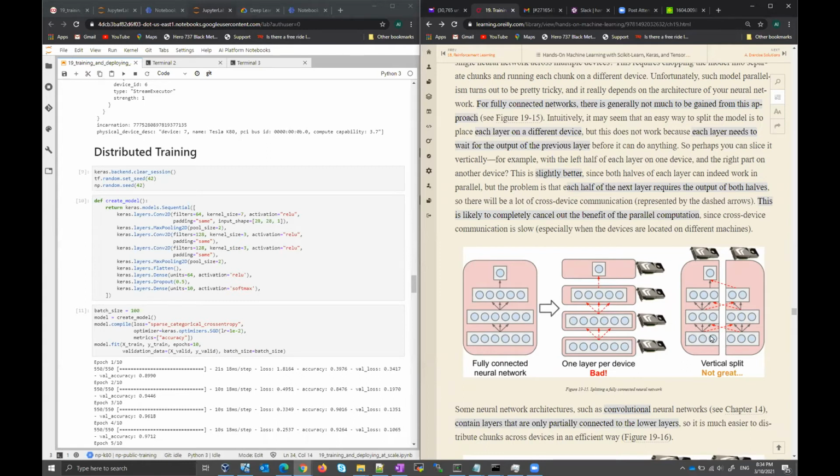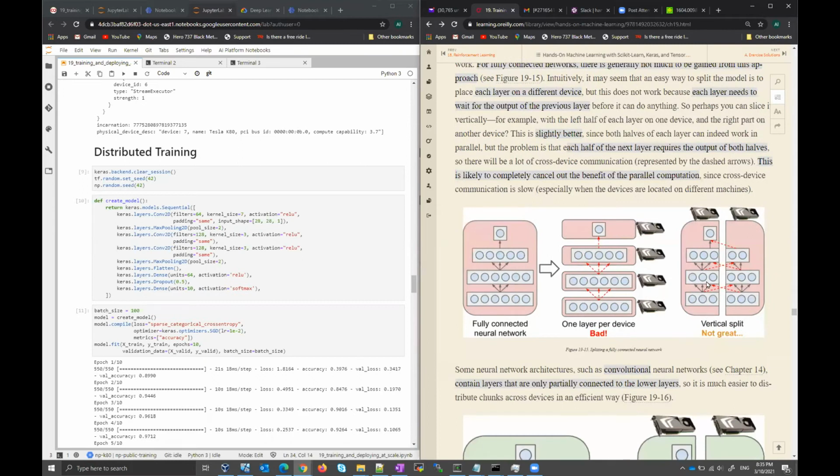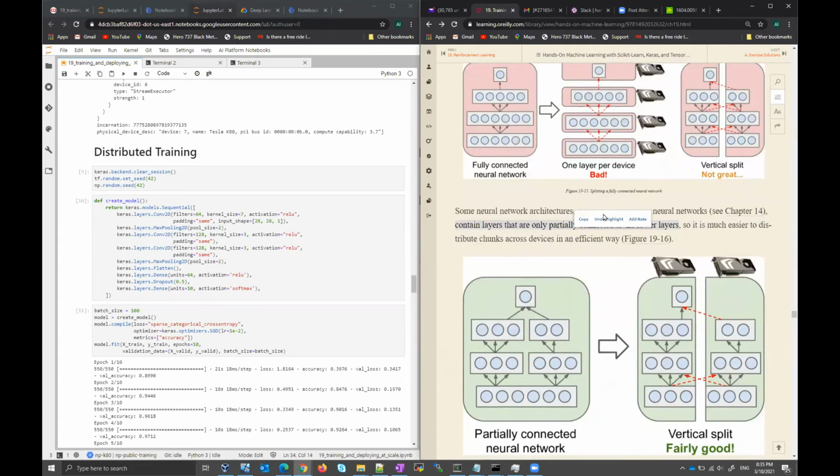Yeah, for example, on the left side here, the first layer is trained, and then the second layer starts. But you need to wait for the first layer of the other device to be complete to send the input. So there are cross inputs, right? So it's still not good, right? And then there are CNNs that have layers that are only partially connected to lower layers.